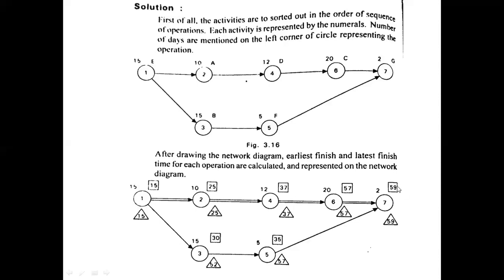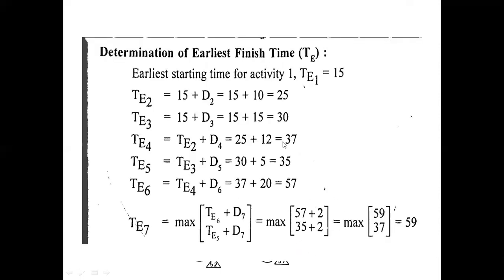So all these earliest finish times are going to be represented in the square boxes at the top corner of each node. And similarly, I am going to show the earliest starting time for the activity. The first one is T1, which is 15 days only. And for T2, that is 15 plus the duration of the second activity, 15 plus 10, that is 25. And for the third, 15 plus D3. Both are going to start at a time, no? That's why 15 plus 15, which is 30.